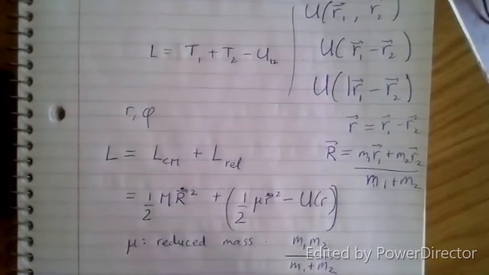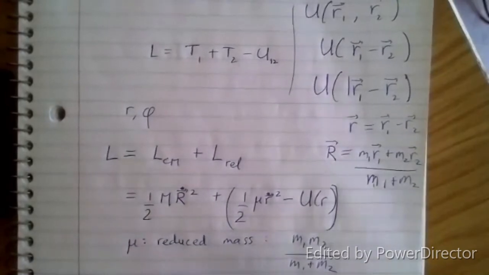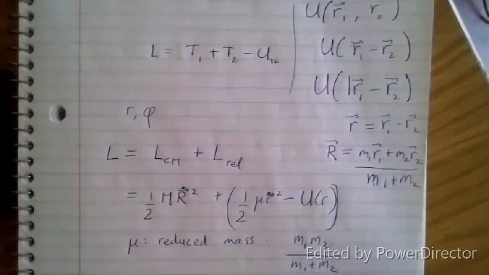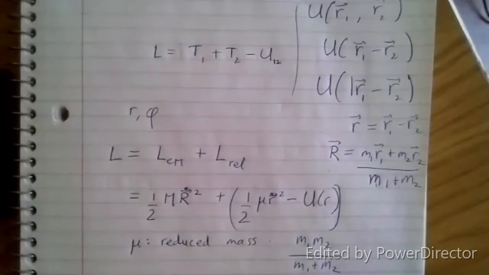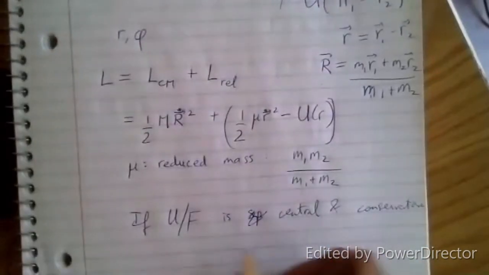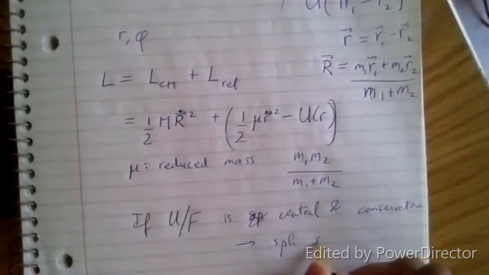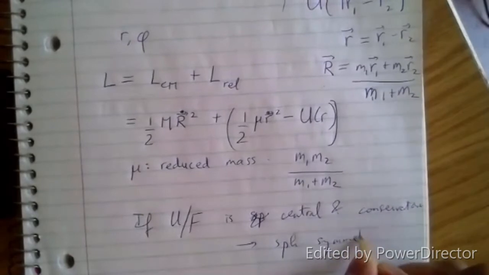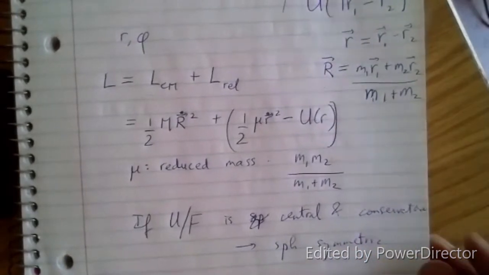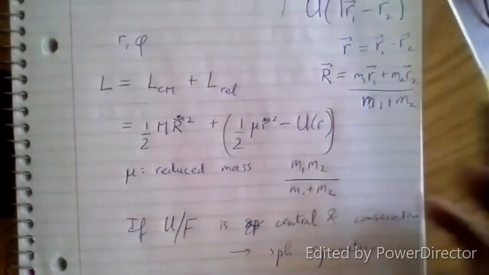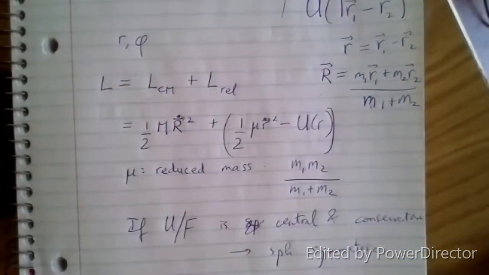If U/F is central and conservative, it tells us that it is spherically symmetric. So that's why it only depended on the magnitude of R1 minus R2 and not on the direction of R1 minus R2. But right now it's completely general.